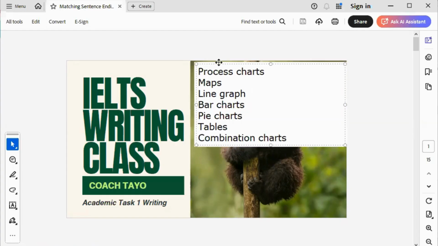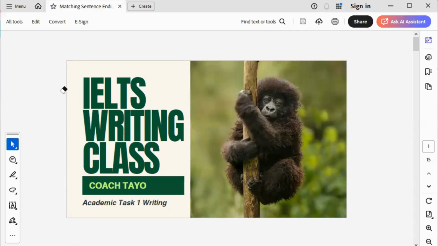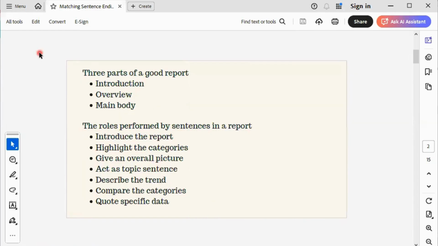Okay? My focus today will be on these last 5: line graphs, bar charts, pie charts, tables, and combination charts. That's what I want to focus on during the course of this class. Now, the second thing I want to talk about is, what are the 3 parts of a good report? A good report should have an introduction, an overview, and a main body.